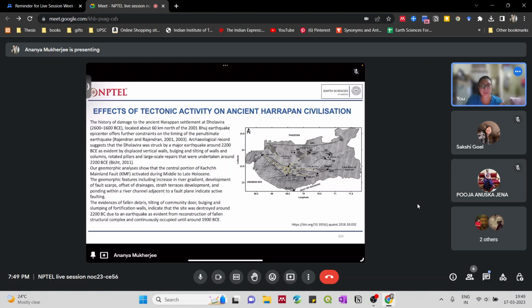Then you also have the evidence of fallen debris and bulging and slumping of fortification walls. These are also associated with occurrences of earthquakes. That is why it indicates that around 2200 BC an earthquake did happen, and it is evidenced by the different kinds of deposits or features that you find, or fallen construction elements that we find in such areas.